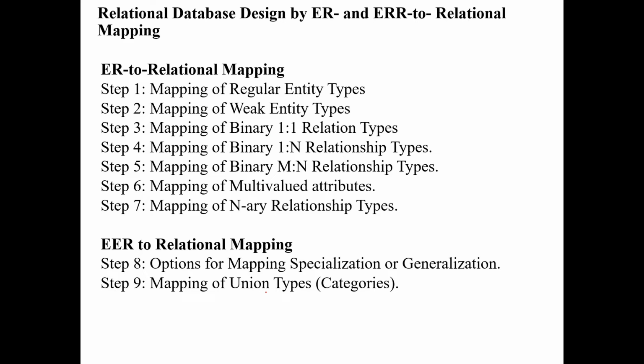In the previous video we studied the mapping of entity relationship model to relational model. In this video, we are going to study the enhanced entity relationship model to relational model mapping. So here step 8 and step 9 we are going to study. Step 8 is specifically for the specialization and generalization, and step 9 is for the mapping of union types. We also call it categories.